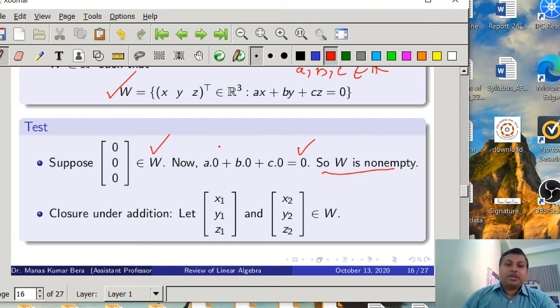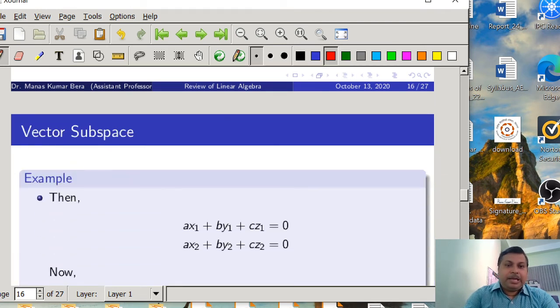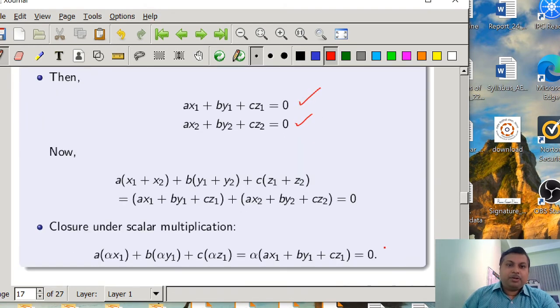And then whether it is closed under addition or not. How will we verify? Now you see that we choose x1, y1, z1, one vector from W, and another vector x2, y2, z2 from W. So now if we add them, we get ax1 plus by1 plus cz1 equal to 0, and then ax2 plus by2 plus cz2 is equal to 0. Now if we add them, then also we find that the result is 0. So it is closed under addition.